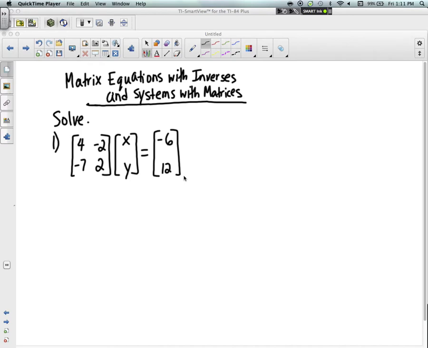Alright, this video is going to be split into two different parts. So in this first video, we're going to look at solving matrix equations using inverses. So our key first step is to find our inverses. So we're going to find the inverse of the 2 by 2 matrix.